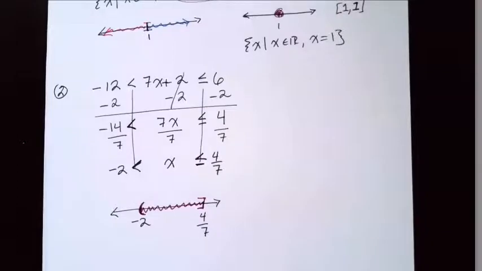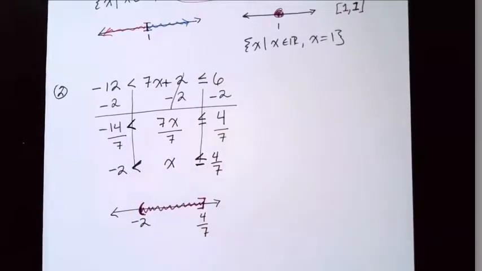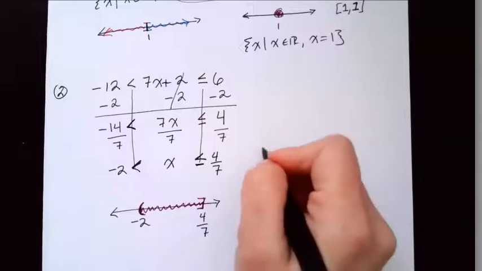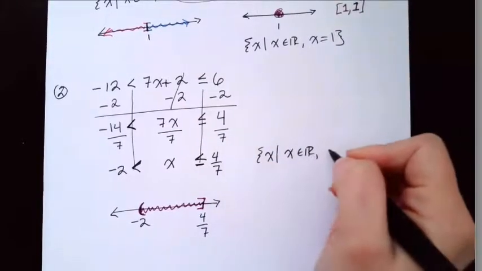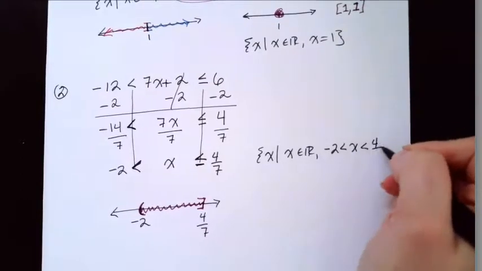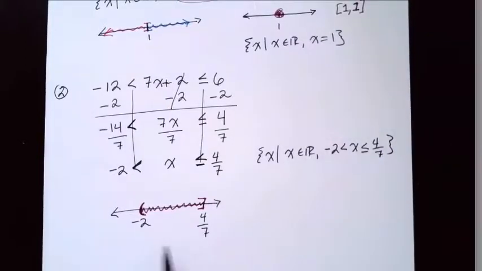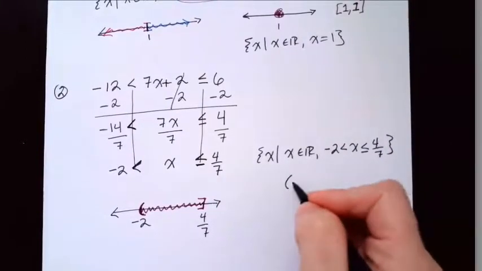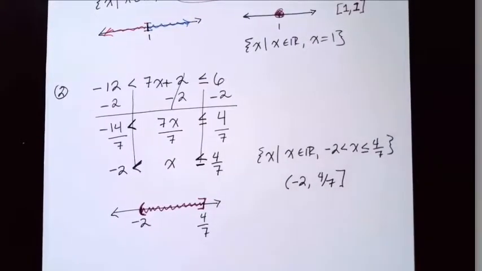If I wanted to write this in set builder notation, I could use the compound inequality that I have here: the set of all x such that x is a real number, and -2 is less than x, less than or equal to 4/7. As an interval, -2 comma 4/7 with a parenthesis and a bracket.